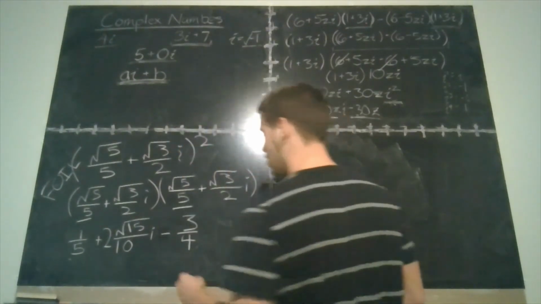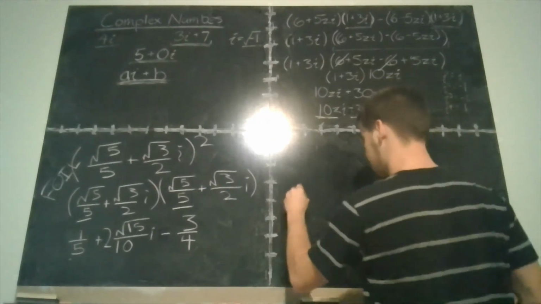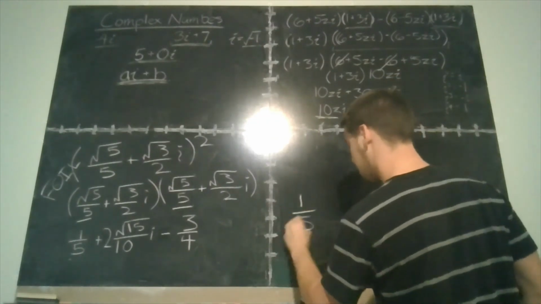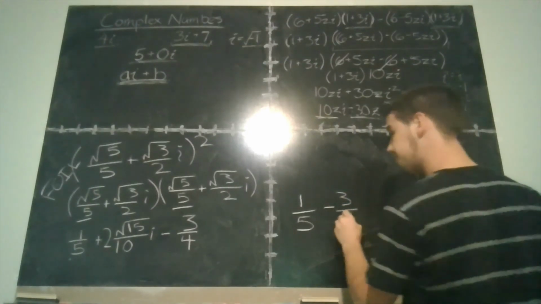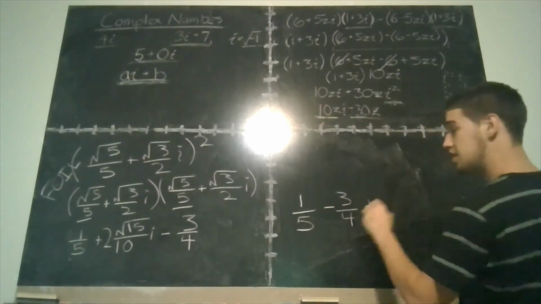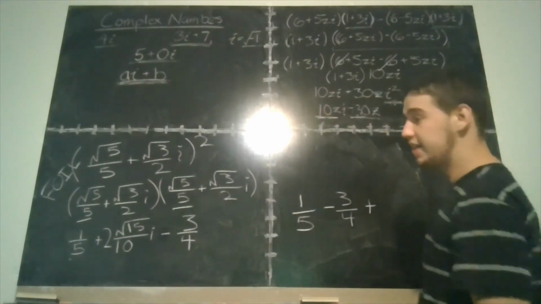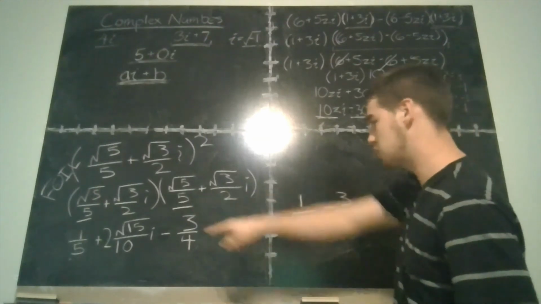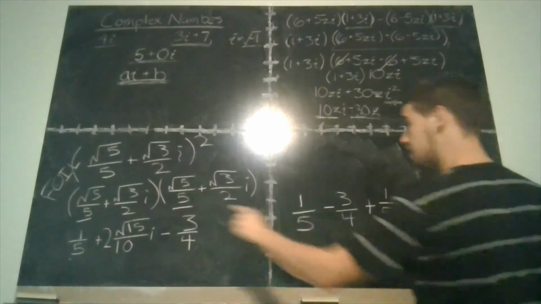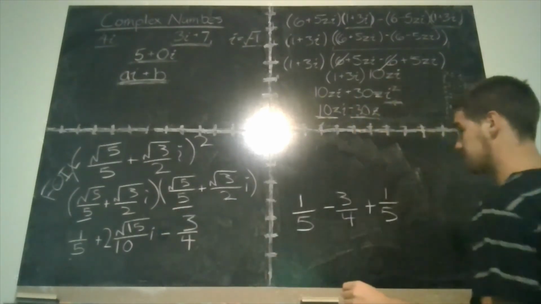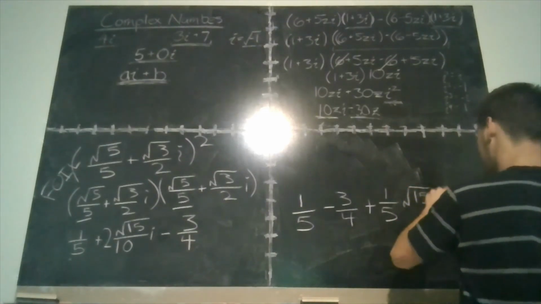So we can go ahead and put that over on this side of the board and get 1/5 minus 3/4 plus, and we have a 2 and a divided by 10 right here, so what we can really do is just divide by 5 because the 2 will cancel with the denominator. So plus 1/5, and then we have that square root of 15 that we can't really do much with. Square root of 15i.